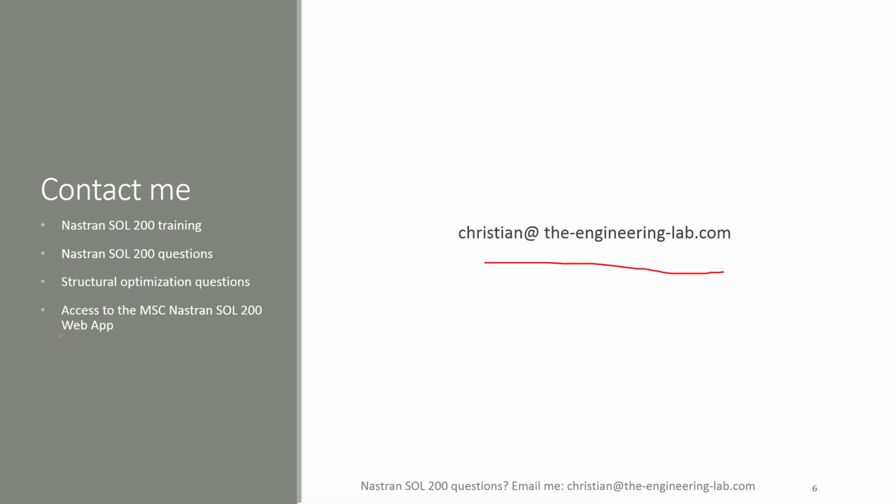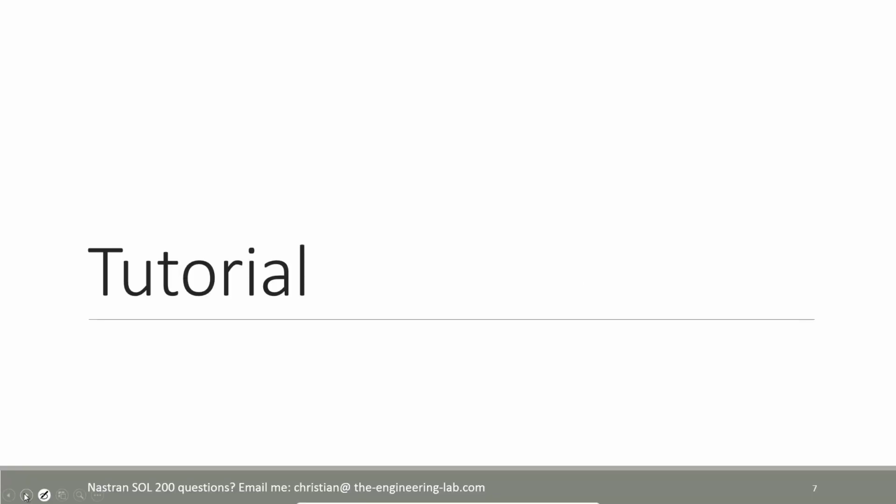Now, today we are going to use the Nastran Solution 200 web app. This is going to let us perform topology optimization. If you're a student or engineer, you can get access to this app by sending me an email. Now, let's go ahead and begin this example.